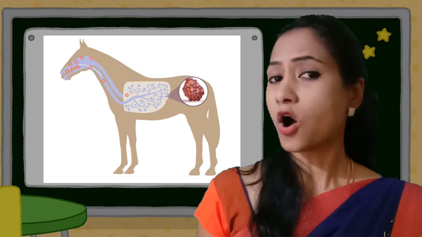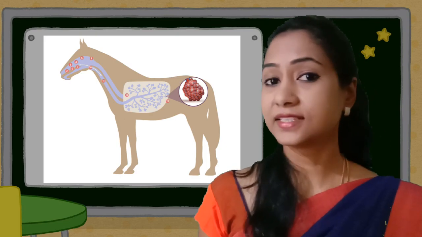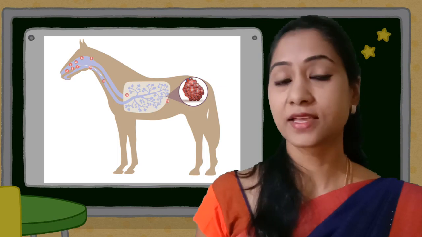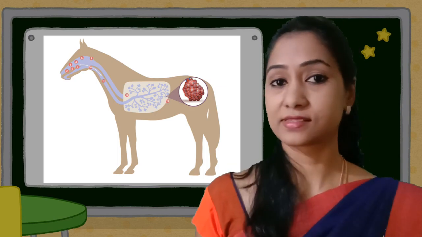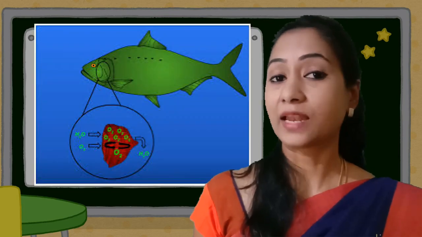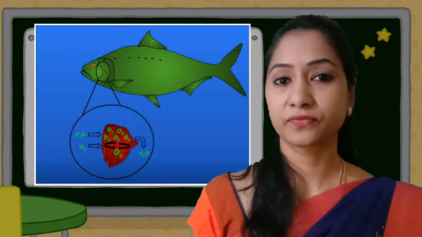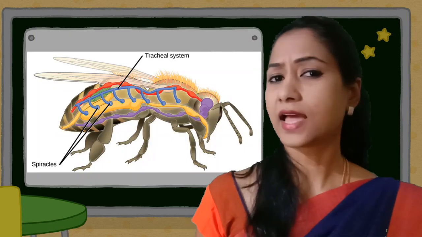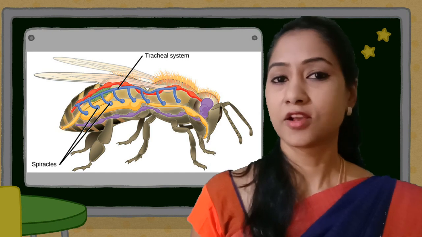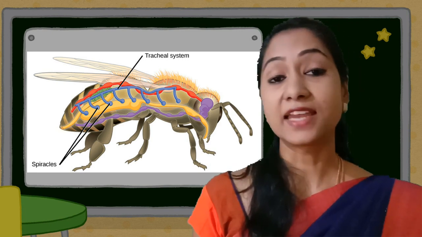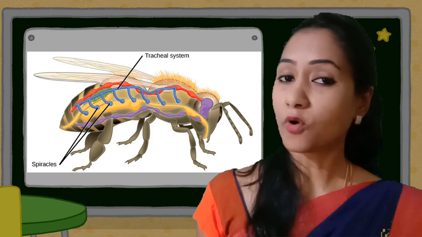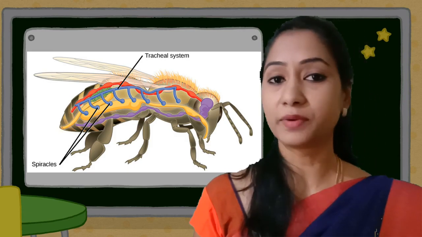Animals like horse, tigers, monkeys and gorillas breathe through their lungs. Fish have gills which help them to breathe in water. Insects like ants, cockroach, flies and butterflies have air holes in their bodies which help them to breathe.